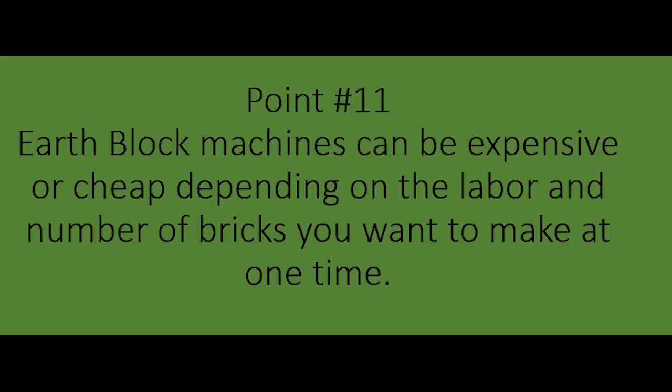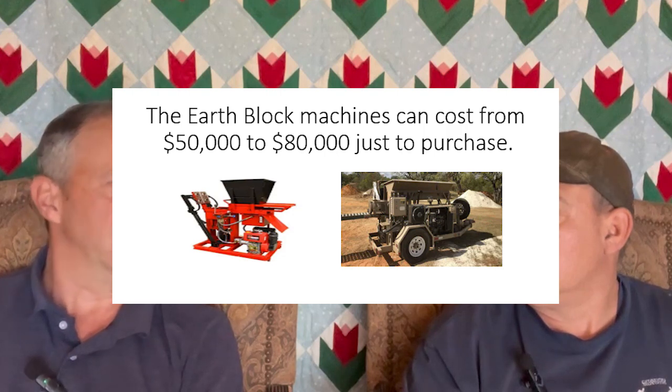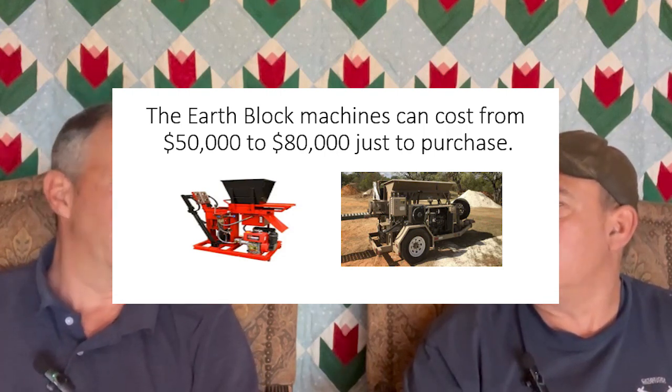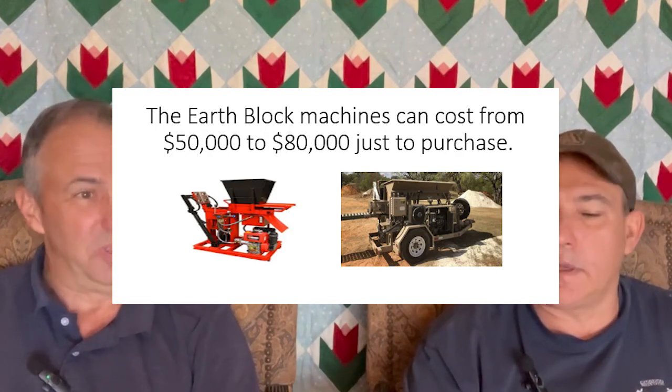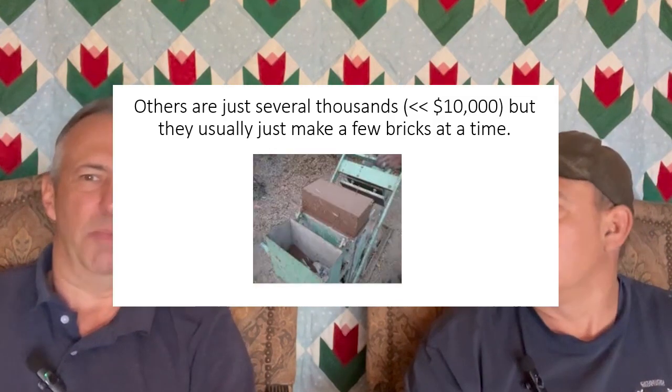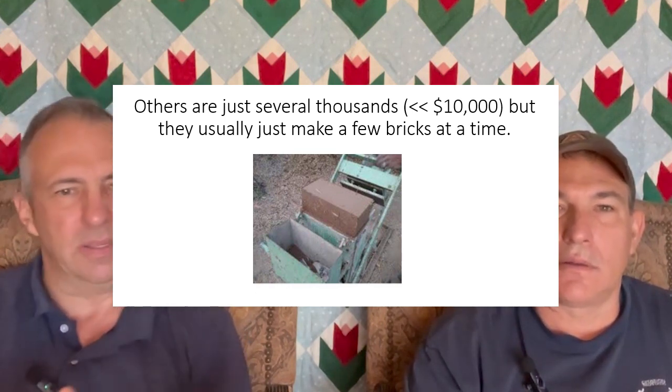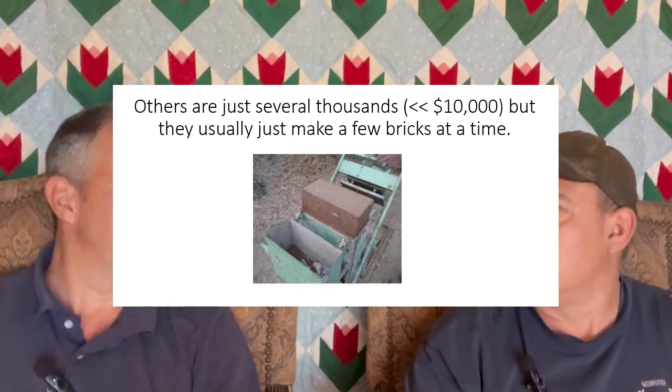Point number 11. Earth block machines can be expensive or cheap depending on the labor and the number of bricks you want to make at one time. What's the cost of some of these machines, though? I think they're around 50 to 80,000. Some of them are, yeah. So you can get some really good ones. But some are just a couple thousand, that pump out one brick at a time and don't have the fancy conveyor belts or anything like that. So it may take a little more time, but they'll make them as well.